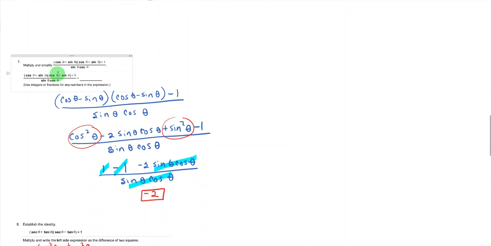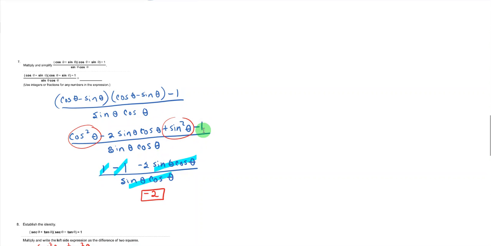Number 7, multiply and simplify. So we've got this on top, this on the bottom. All right. So up here, I'm going to go ahead and multiply these, which gives me cosine squared theta minus 2 of those if you're doing FOIL, plus sine squared theta, and then I have a minus 1. All right? Well, we should always see that if we have a cosine squared and a sine squared and they can be added, that's equal to 1. So those two things there become 1.